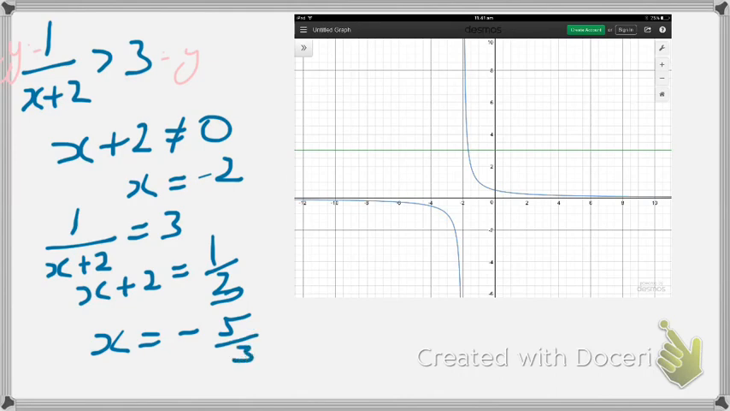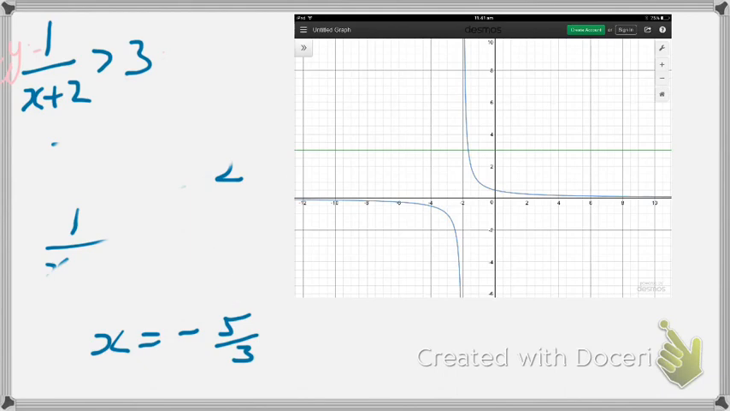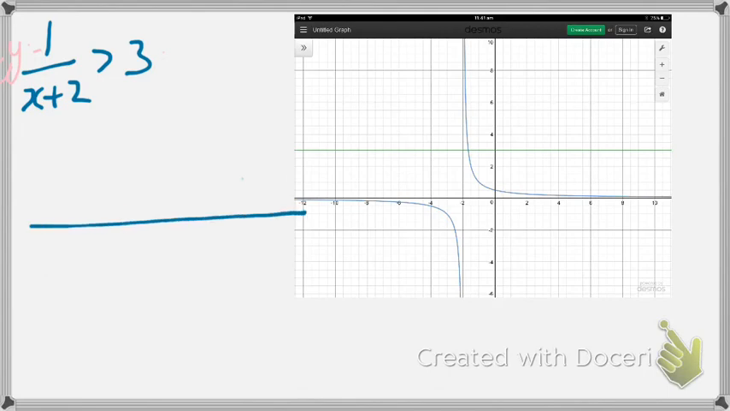So those are our critical values on our number line that we're going to do a sign diagram for. Alright? Just going to give myself some space. So we've got our sign diagram. Minus 2. And I'll just give myself a lot of space, minus 5 thirds. And there's x. So again, we check some values.